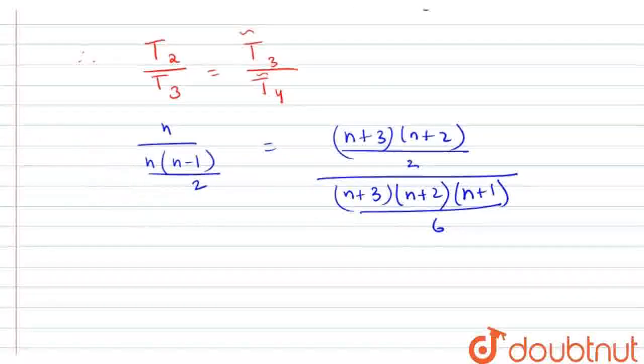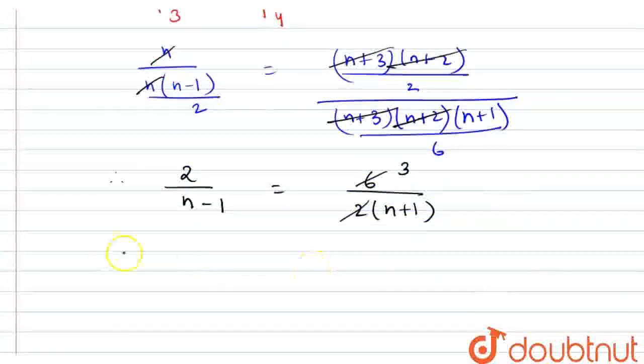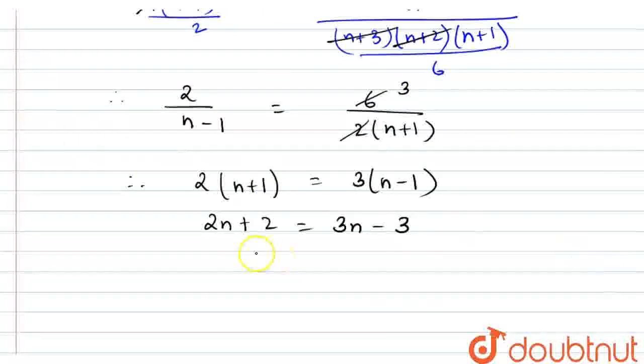So now what we can do here is n and n can get cancelled. N plus 3, n plus 2 and n plus 3, n plus 2 will get cancelled. What we'll be getting here is 2 by n minus 1 is equal to, 6 will go up, we'll get 2 into n plus 1, 2 into 3. So therefore 2 into n plus 1 is equal to 3 into n minus 1. 2n plus 2 is equal to 3n minus 3. So at last 3n minus 2n, that is n, is equal to 3 plus 2, 5. So we got n is equal to 5.